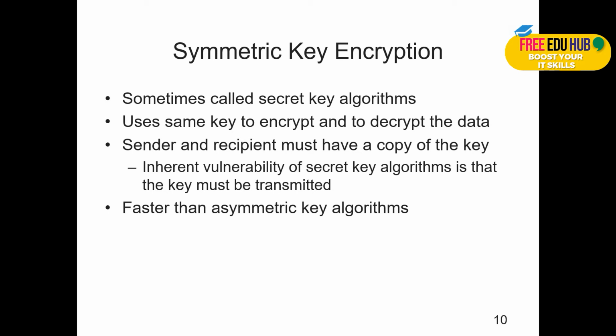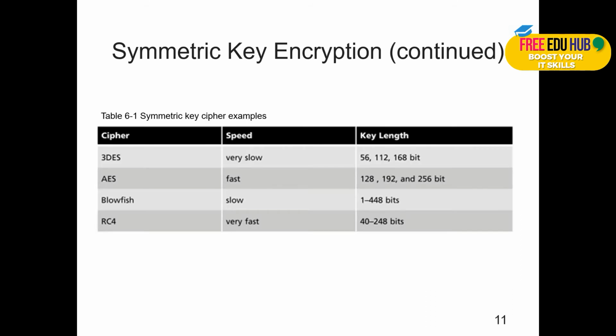Sender and recipient must both have a copy of the key. The inherent vulnerability of a secret key algorithm is that the key must be transmitted by any means so that the other person can see the message. It's very fast compared to an asymmetric key algorithm because it does not require a lot of computational power.